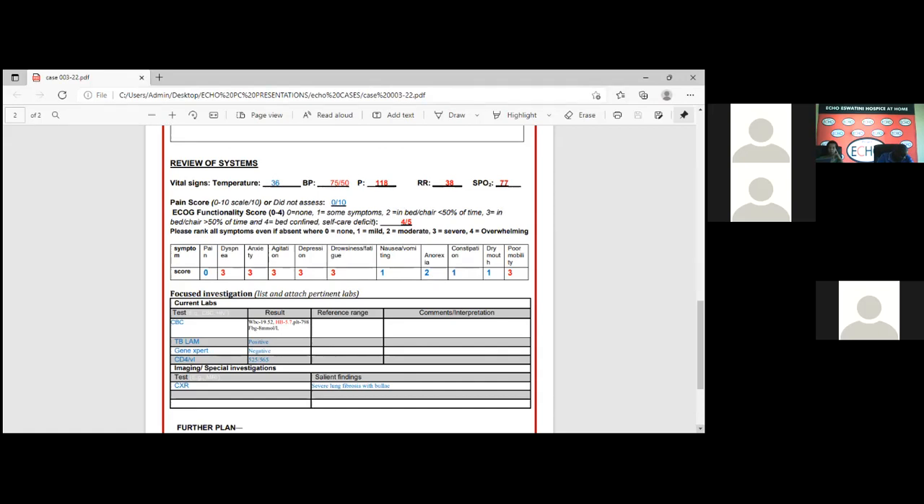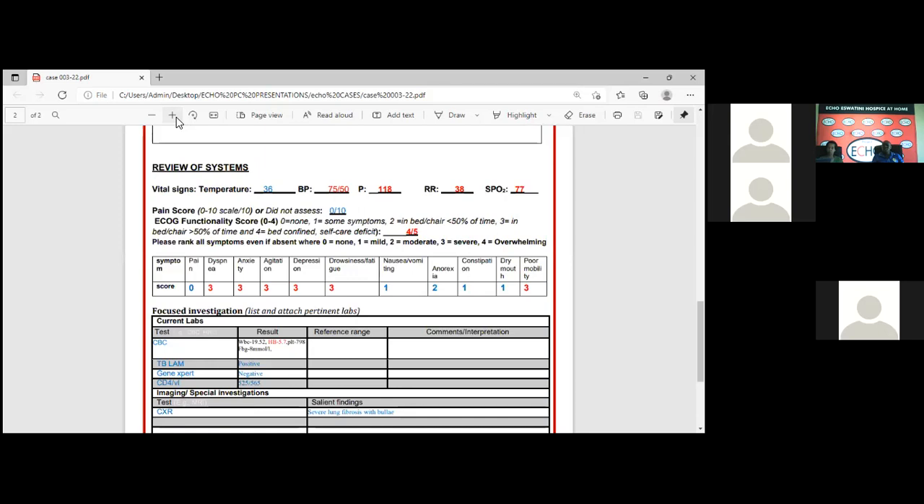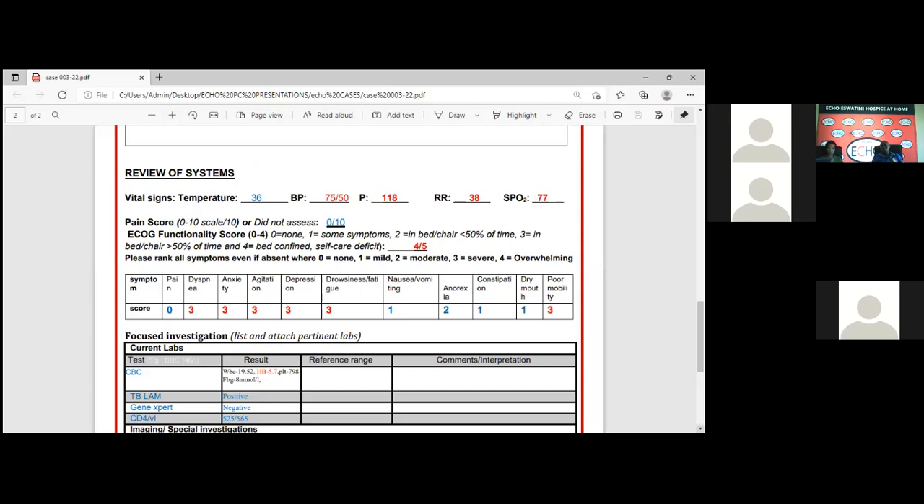Okay, we did lab investigations whereby we did ECBC. Results came back with an HB of 5.7 grams per deciliter. Normal range is between 3.5 and 16.5. Our patient has anemia in this case. TB lab was also done, which came back with positive results. GeneXpert was also done to confirm. Surprisingly, it came back negative.